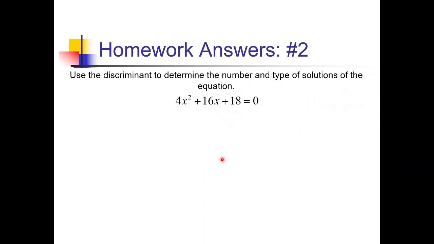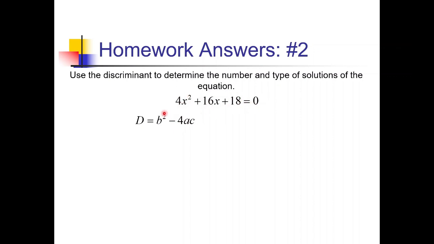On this one, they're telling us to use the discriminant to determine the number and type of solutions of this equation. So the discriminant is just the stuff that was inside the square root for the quadratic formula. So discriminant is just b squared minus 4ac. This is already in standard form, so I can just plug in a, b, and c into this formula.